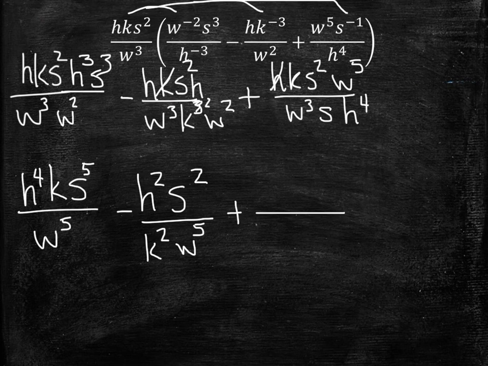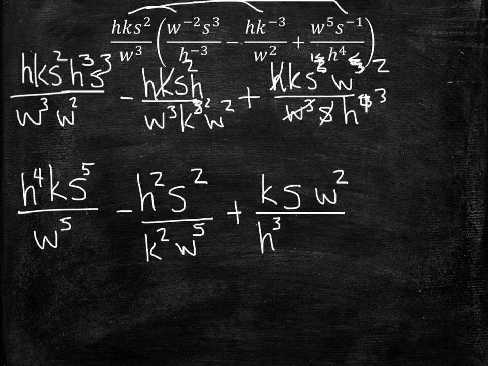So this H cancels out with one of these, which makes it H to the third power there. K, I only have the one K, so the K will remain on top. Done there. S, this S cancels with one of these, and so it leaves me with just one S. And this W cancels out with 3 of these, which leaves me with W squared. So that's how I solve it.